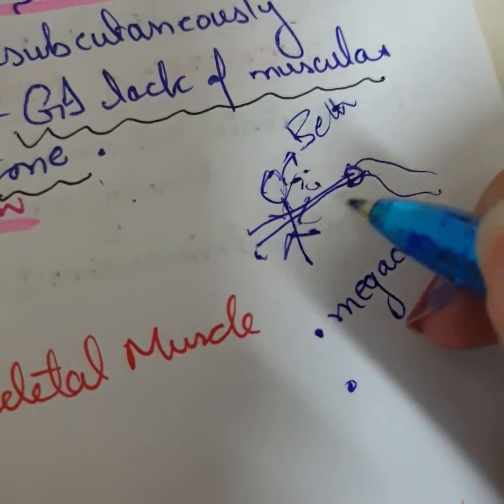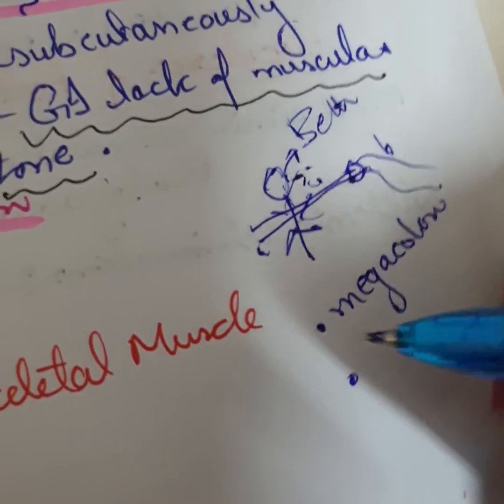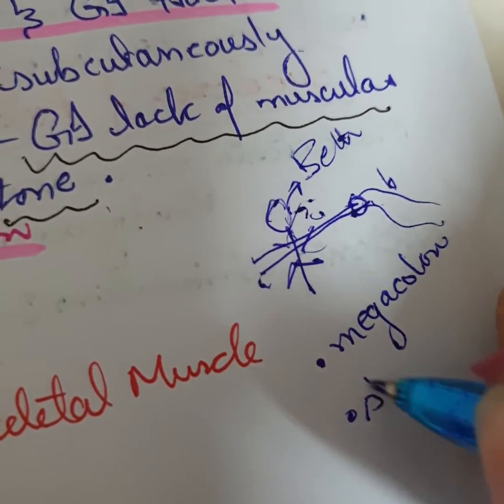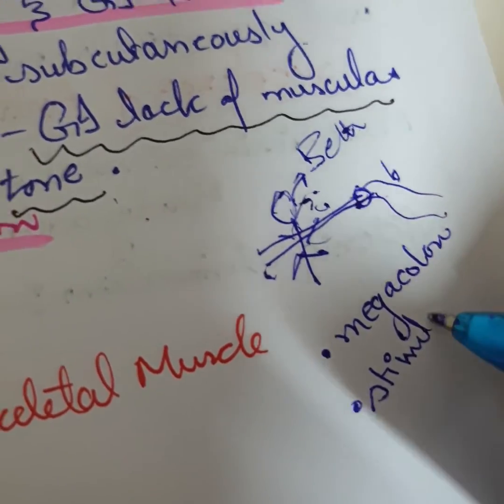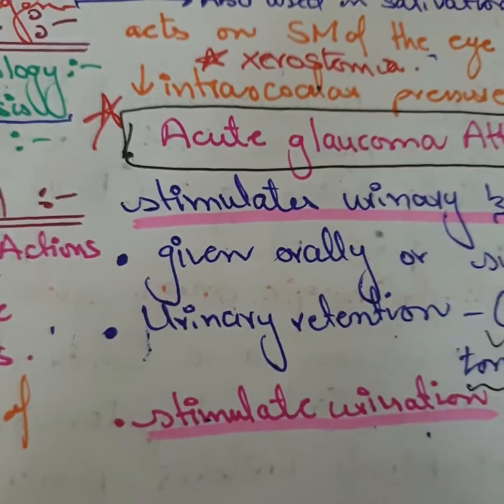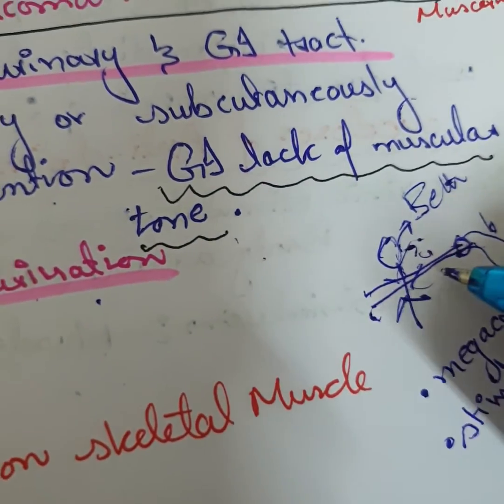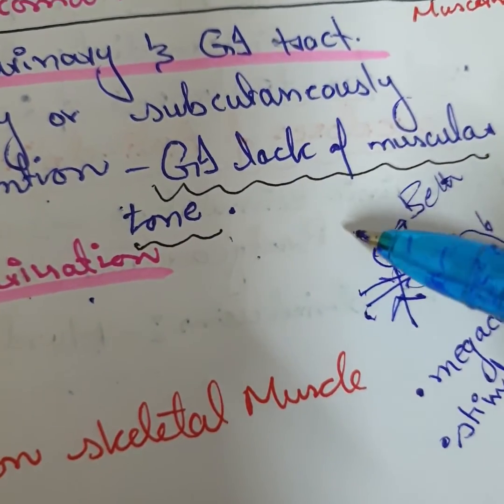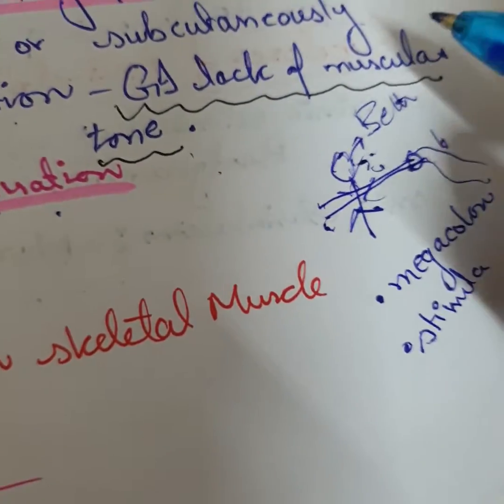Number 2, also from this water you can remember that it is used to stimulate urination. It is used to stimulate urination for the treatment of urinary retention. And from this colon you can imagine that it increases GI motility.